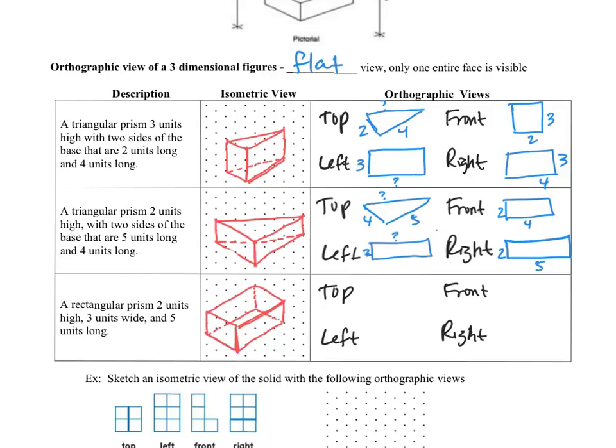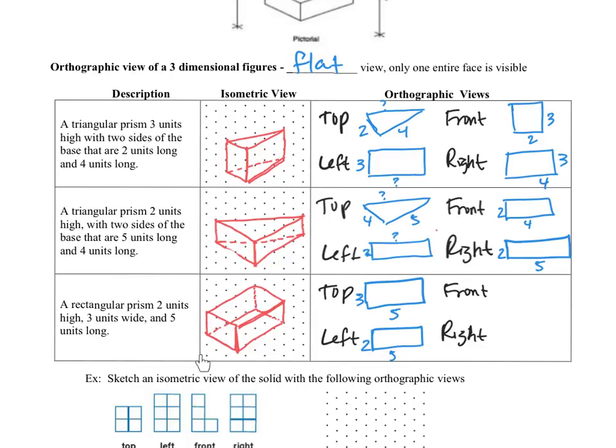Okay, so the top view, if you were flying above this, looking down, you would see a rectangular shape that is 3 by 5. So let me draw that shape, that 3 by 5 rectangle. Okay, the left view would be around to the back. You would see this rectangle that measures 2 by 5. All of these views are going to be rectangles, by the way.